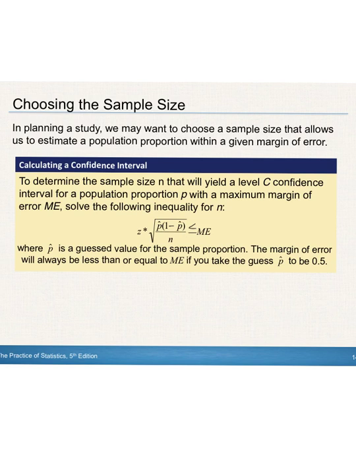So let's say we're planning a study to make an estimation about a population parameter, and we want to make sure that our margin of error is not too big. We want a specific margin of error, maybe 2 percentage points above or below the center value.